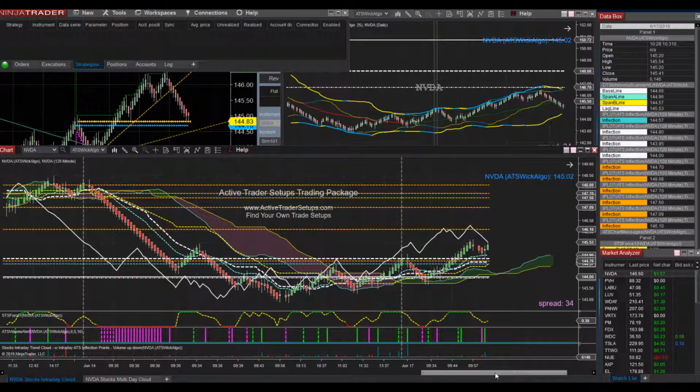Now, look what just happened. On this pullback at 10:30 now, this was at 10 o'clock. At 10:30, the low of this bar, looking in this guide to the right, the data box, the low print of that bar was 144.85. Our white dotted line is 144.80. Now, that's the most recent line.